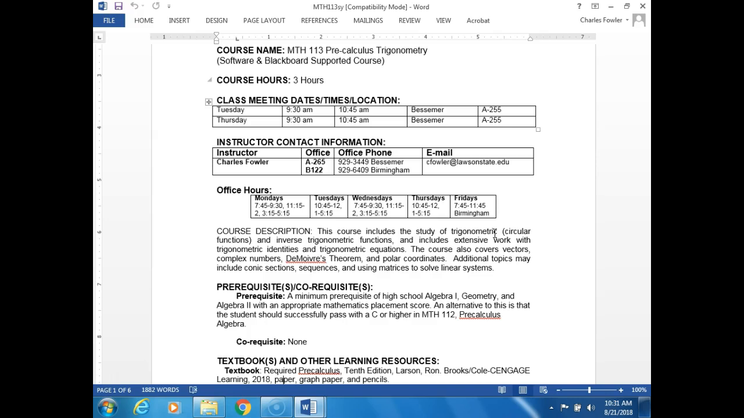The course includes the study of trigonometric, which they call circular functions, and inverse trigonometric functions. It includes extensive work with trigonometric identities and trigonometric equations. The course also covers vectors, complex numbers, de Moivre's theorem, and polar coordinates. Additional topics may include conic sections, sequences, and using matrices to solve. Guess what? We never get to that. So forget about that last sentence.